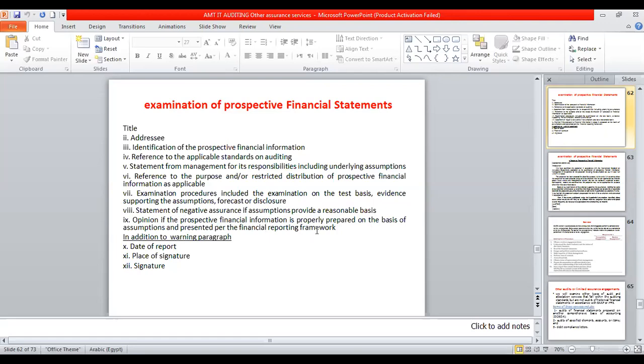framework. So the author will provide a lower level of assurance, because he's talking about the future, he's talking about an uncertain situation. So the author cannot provide reasonable assurance or positive assurance. The author will provide only limited assurance or negative assurance, because we are dealing with uncertainty, with the future in general.